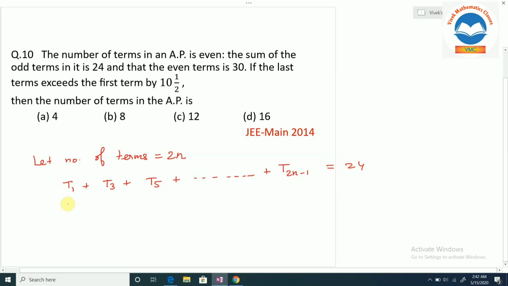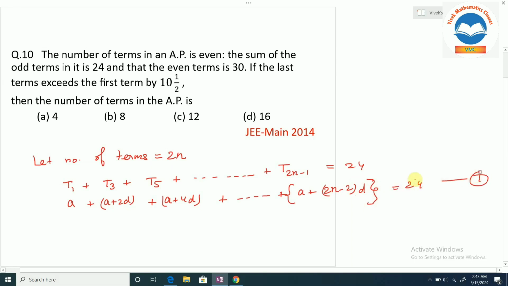So if you substitute this, T1 is a, plus T3 which is a plus 2d, plus a plus 4d, plus the last one, which is a plus (2n minus 1 minus 1), that is 2n minus 2, into d. And this value we are getting as 24. This is our equation number 1.